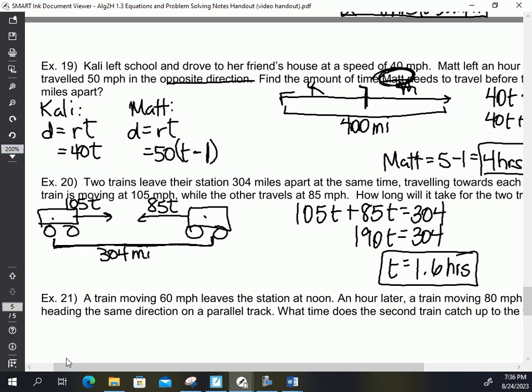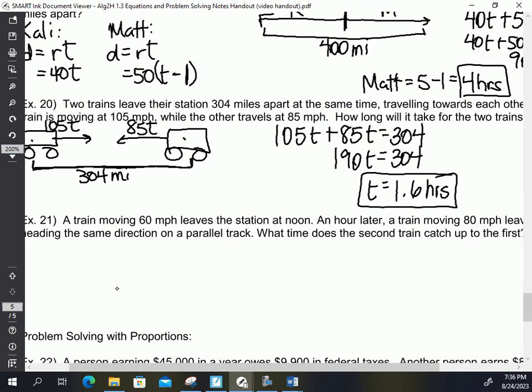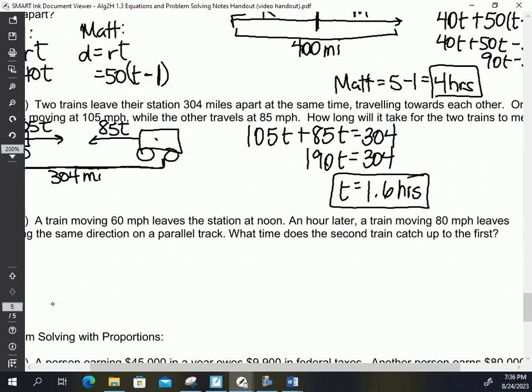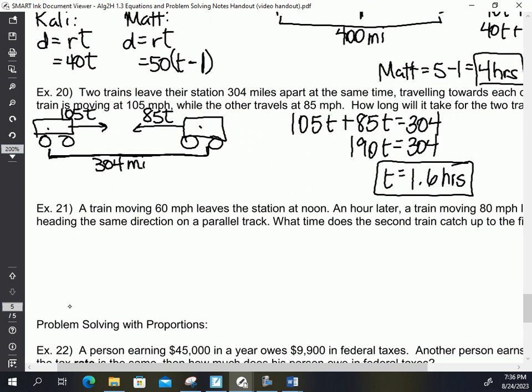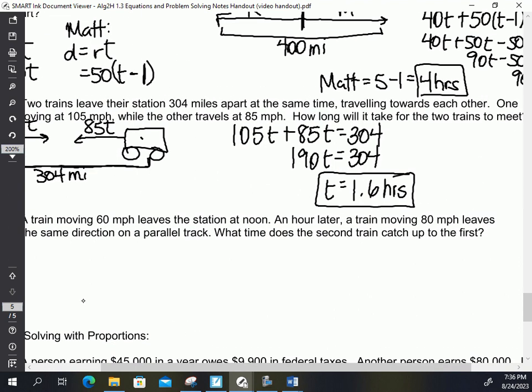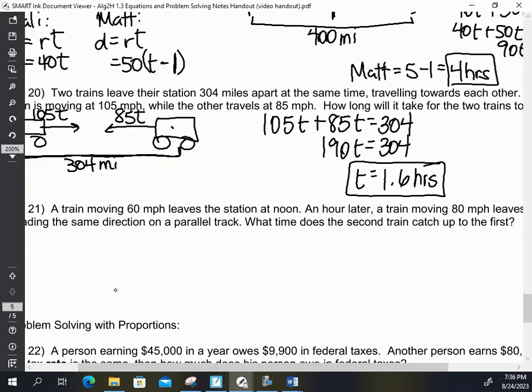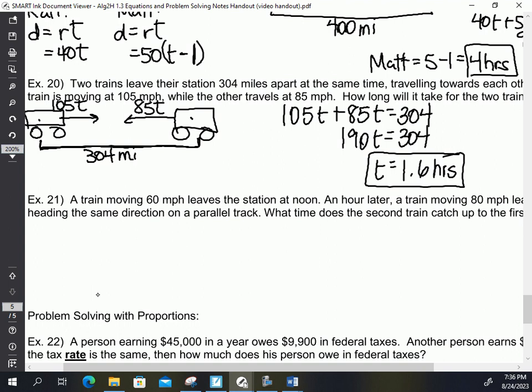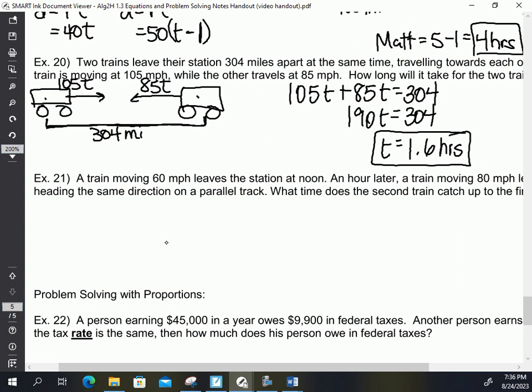All right, and then one more for distance. A train moving 60 miles per hour leaves the station at noon. An hour later, a train moving 80 miles per hour leaves heading in the same direction on a parallel track. What time does the second train catch up to the first? How long does it take? So you're on a parallel track. You have two trains leaving. So you have train one, train two. They're both on the same track.